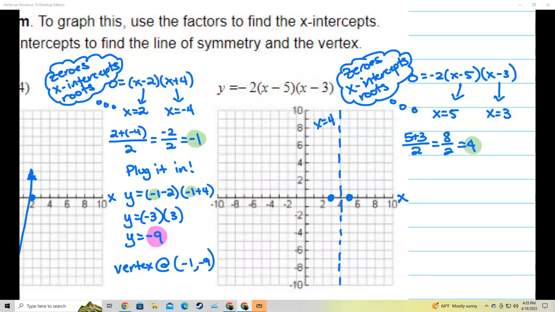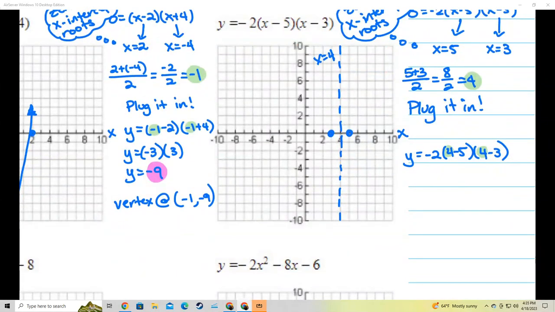In order for you to get the second part, you're just going to take your number and plug it back into your equation. We are going to plug in that x to get the second part of the vertex. So I'm going to write y is equal to -2 times (4 minus 5) times (4 minus 3). All I did was substitute my x values. That means y is equal to -2 times -1 times +1. And if you multiply those numbers together, you get y is equal to 2.